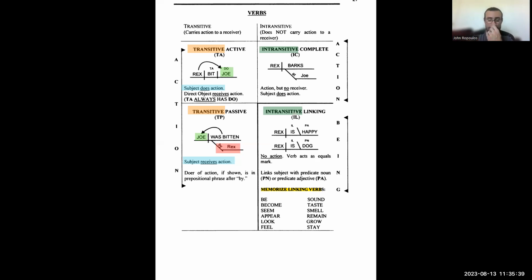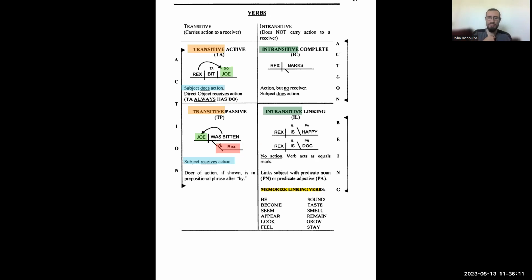Now let's look at intransitive. We have intransitive complete and intransitive linking. We have Rex barks at Joe. So first, start off by ignoring at Joe. Just look at this. Who or what is doing the action? Rex. What action is he doing? Barking. I can stop there. There's nothing receiving the action grammatically. It's just Rex barks. John swam. John taught. I'm not saying who.